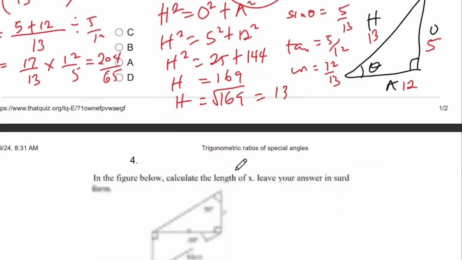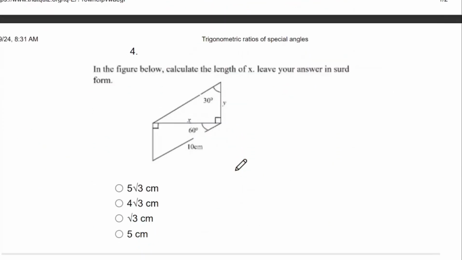All right. Question 4 right now. In the figure below, calculate the length of x. Leave your answer in short form as well. So here we want to find the value of x first. How do we do that? If you look at what we have here, we have about two triangles. The first one is the one that has the x and 10. So we can bring that out.